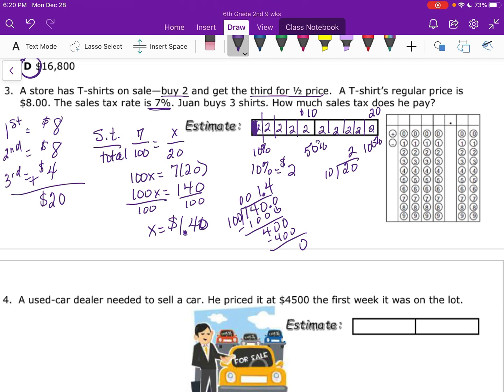It doesn't ask us how much he will pay for it altogether. It just asks us how much he'd pay for the sales tax. They could ask us how much he would pay altogether with the sales tax, but they didn't. If they did, we would have to add it to the 20. Right? So make sure that you line up the decimal. So it's 1.4. You can add the 0 if you want. You don't have to put that 0 though. And just like you don't have to put the plus sign, but you can. The positive sign. Okay?